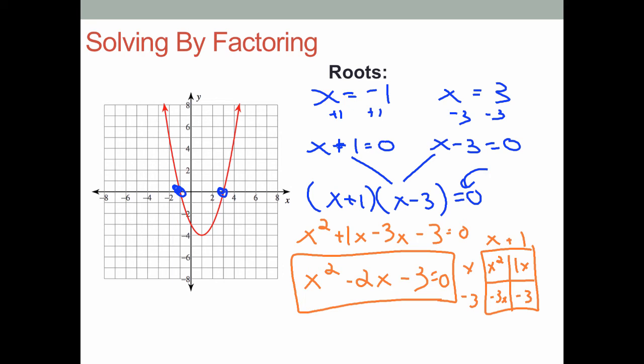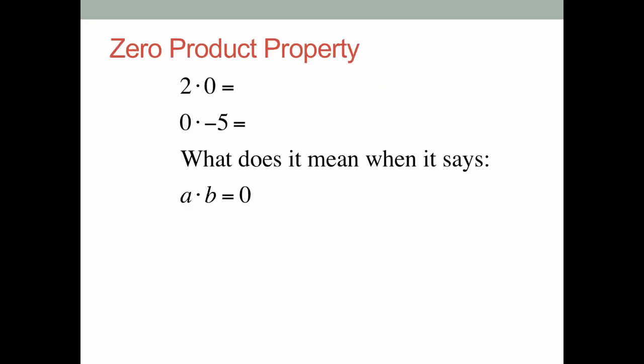Well, for factoring, I'm working backwards. So I'm working from the equation down here, and I'm working backwards to get x equals -1 and x equals 3 in a systematic way by factoring. So this uses what is called the zero product property.